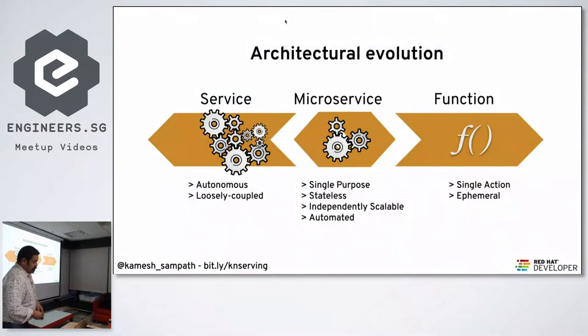All right, before we get to the demo, I want to give a quick look at how architecture has evolved over the period. Right now, these are the three big architectural styles we follow. One is service, which is your client-server model, your monolith applications and all that. Then we have microservices, and then we have functions. These are the three different architectural styles in which any application could be developed.